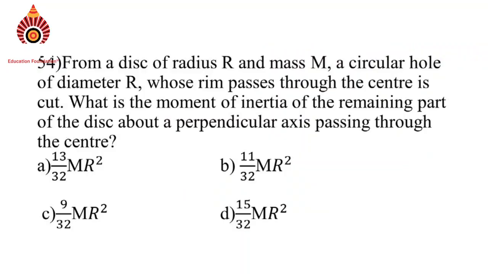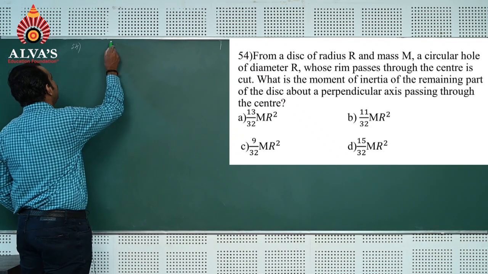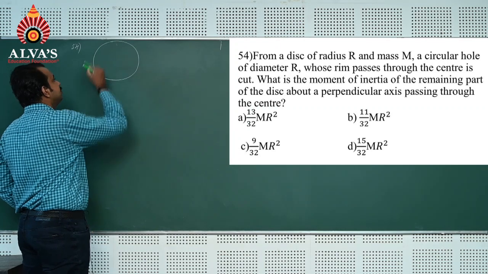Question number 54. From a disc of radius R and mass M, a circular hole of diameter R whose rim passes through the center is cut. What is the moment of inertia of the remaining part of the disc about a perpendicular axis passing through the center? First we can find the moment of inertia of the whole disc.